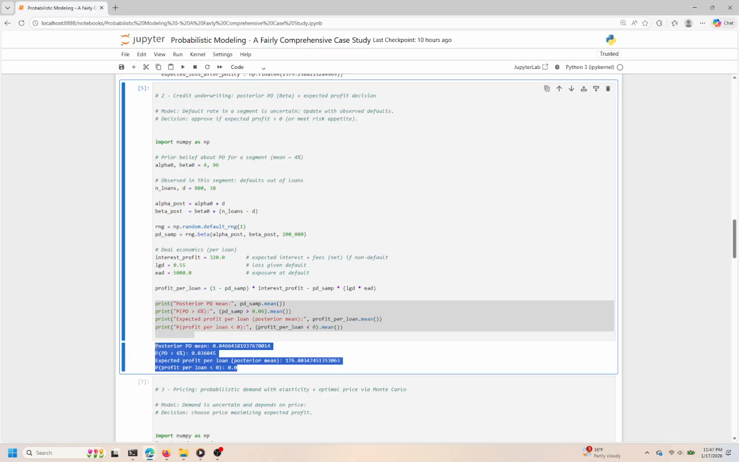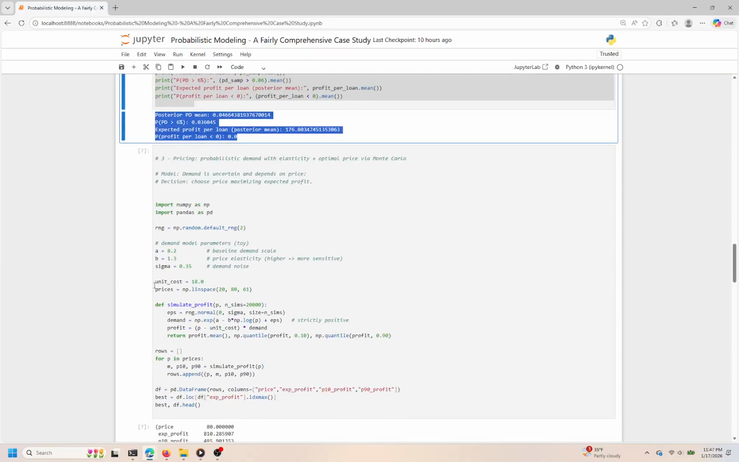These insights help inform our lending decisions, ensuring we are aligning our risk and profit expectations. Looking ahead, the next cell is likely to build upon this analysis, perhaps focusing on how these probabilities and expected profits can inform decision-making processes in credit underwriting, or further refine our risk assessment strategies.